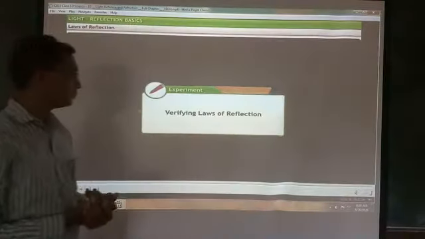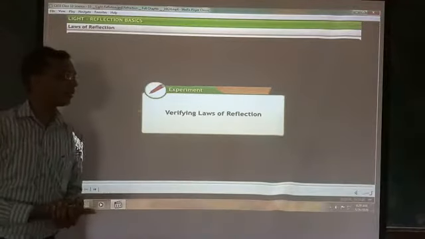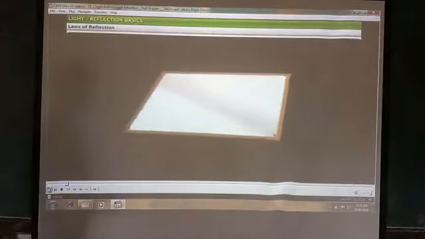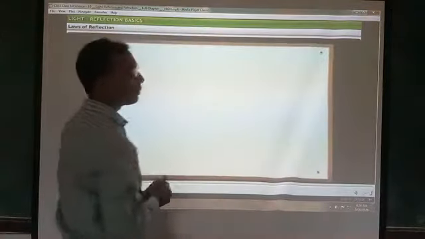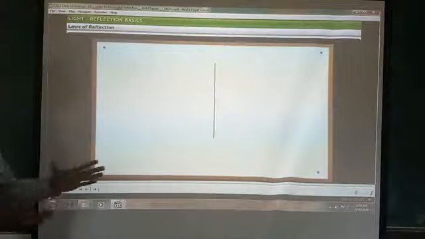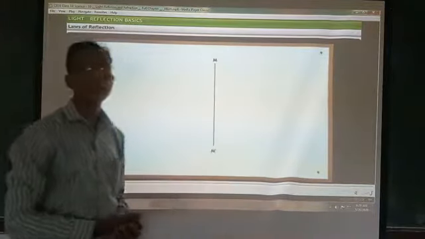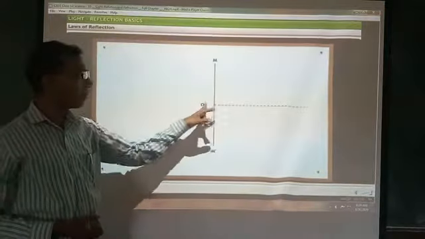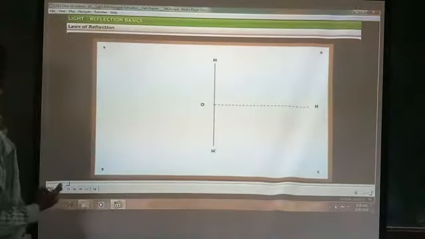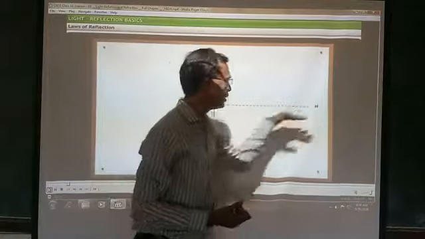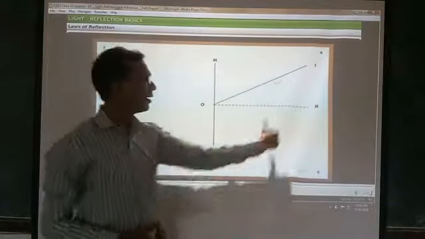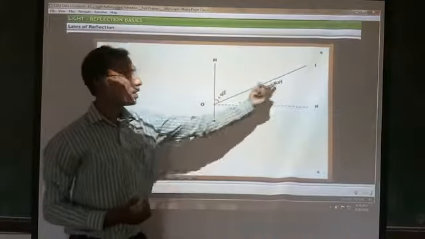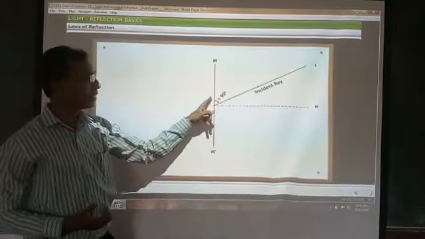Here let us verify the laws of reflection by an experiment. For that, we consider a cardboard paper. We draw a line with the help of a scale and name it MM dash. The midpoint is the origin O. Draw the normal from point O. Draw the incident ray with the help of the scale and pencil. This angle is 90 degrees.